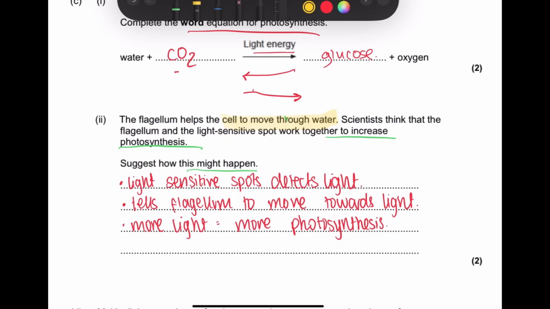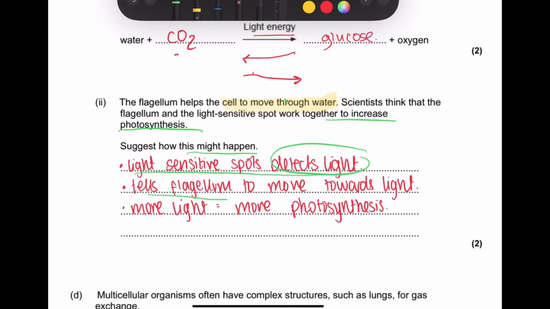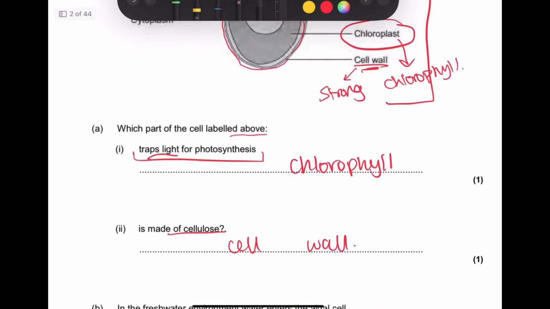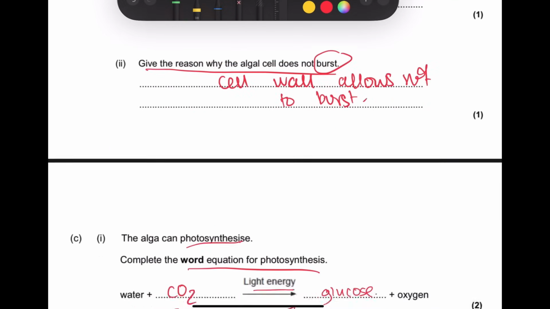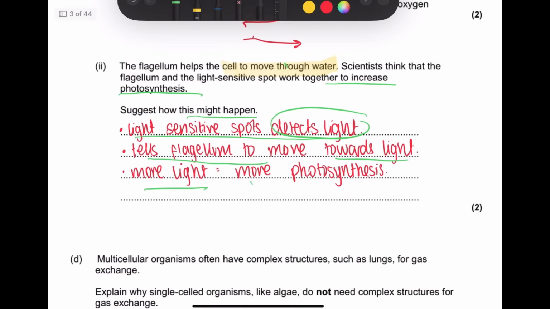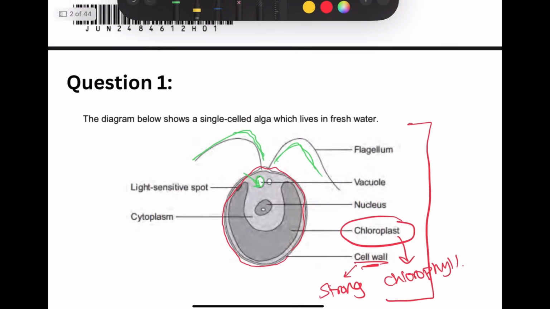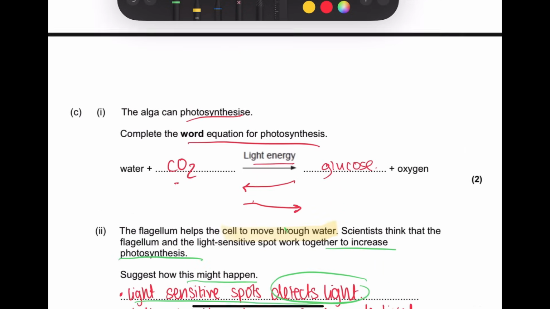Scientists think that the flagellum and light sensitive spots work together in photosynthesis. This is because the light sensitive spot detects light. This is the first point where photosynthesis happens, because it's not able to happen without light, since light starts the reaction. Then this tells the flagellum to move towards the light. This is the flagellum over here. It's kind of a tail, and its function is so that it can swim and move in different ways. The light sensitive spot is like the brain of the thing, and then it's able to move. Therefore it moves, and more light equals more photosynthesis, since the light will go in and start the reaction that we just wrote.